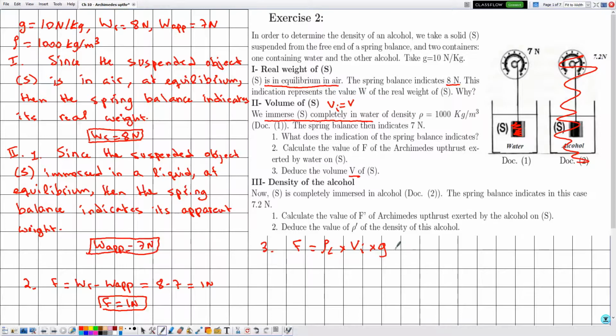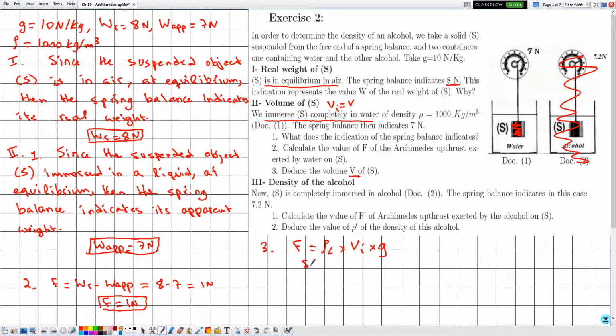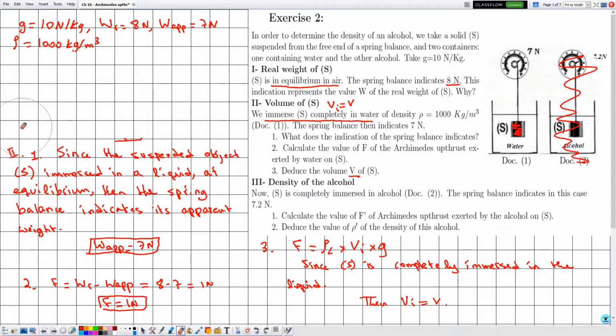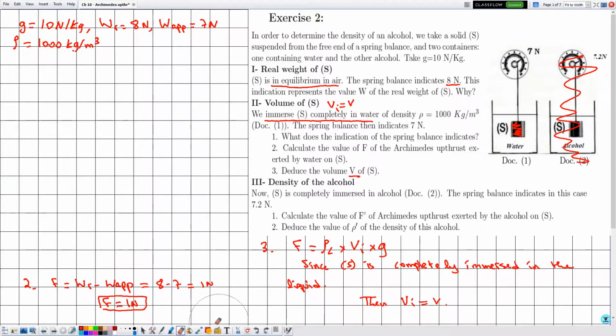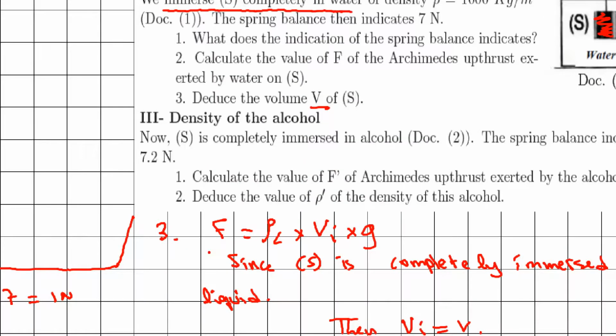So here, knowing that because S is completely immersed in water, so this is the volume of the immersed part, which is equal to the volume V of the solid S. So here let's say, since S is completely immersed in the liquid, then Vi is equal to V. So I will continue this part here. Now let's rewrite this formula, but replacing Vi with V.